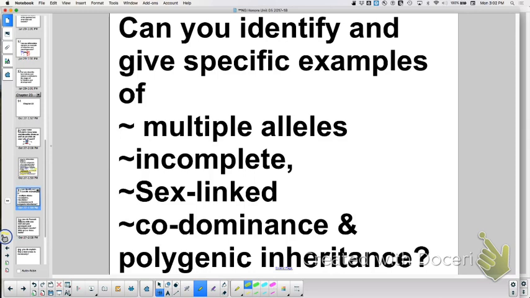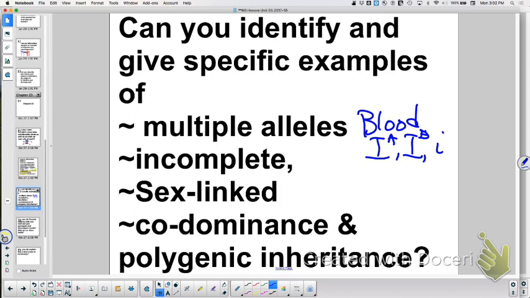Can you identify and give specific examples of multiple alleles? Yes, you can. Give me one. Oh my gosh, we just did it. Blood. Keep your brain in gear. We have a few more minutes together. Let's go full force here, okay?